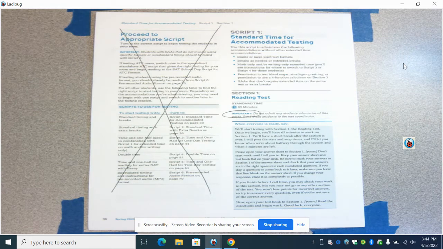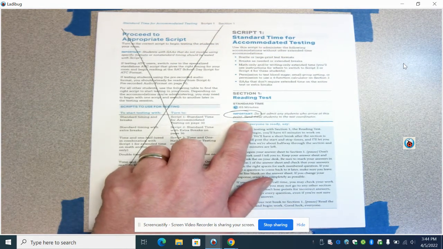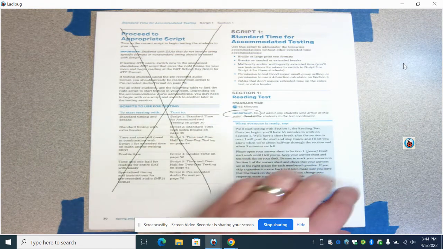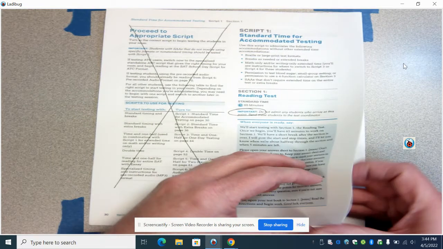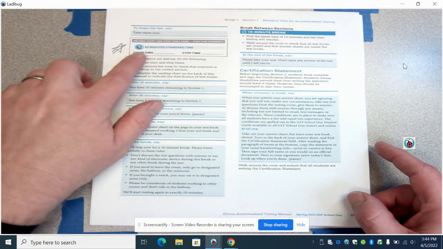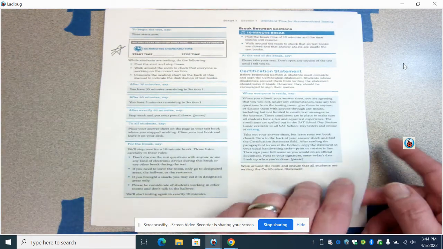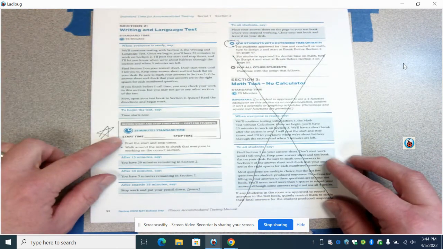So you will start, as I said, script one, standard time. This is the point where you're not gonna let any students into the room because you are starting the timed test. So students will take the first exam, standard time. You're gonna record the information here. Second exam, writing and language, you record it here.